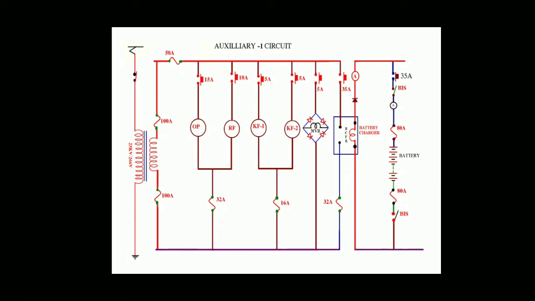This supply is given to the oil pump motor, rectifier fan motor, radiator fan motor 1, radiator fan motor 2, no voltage relay and static battery charger.